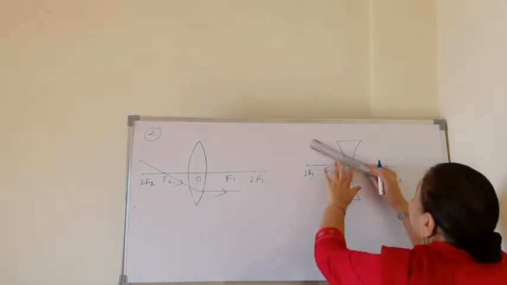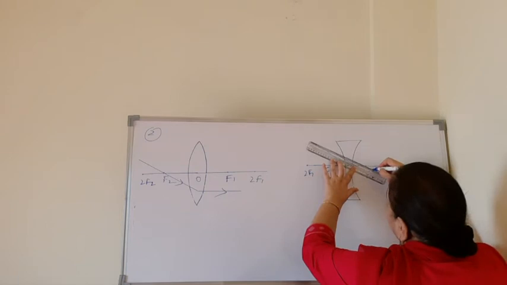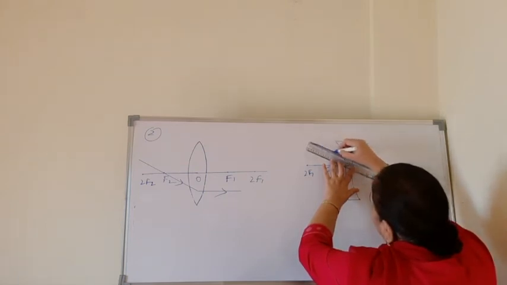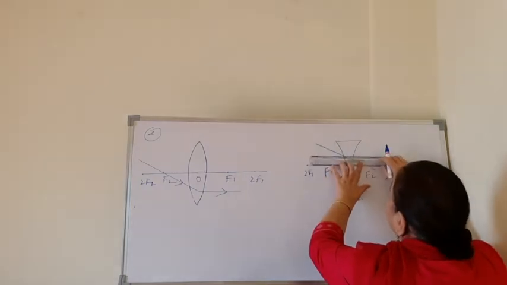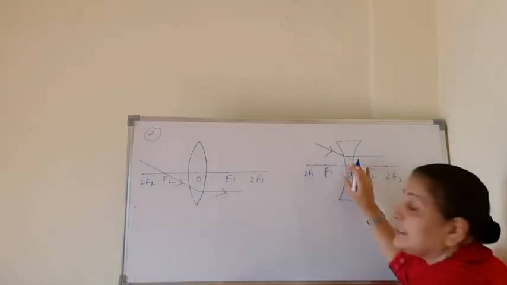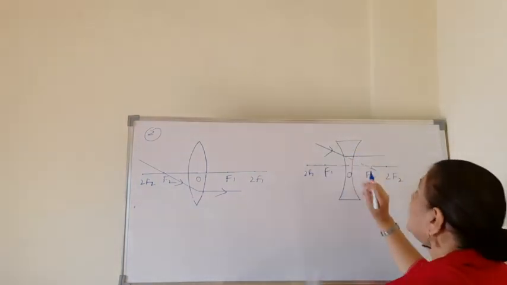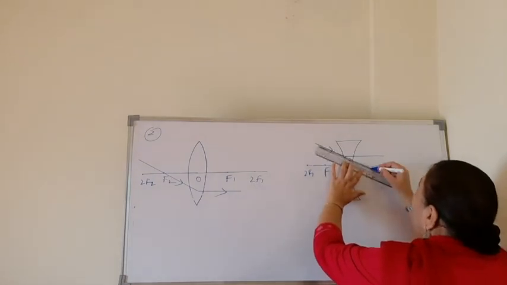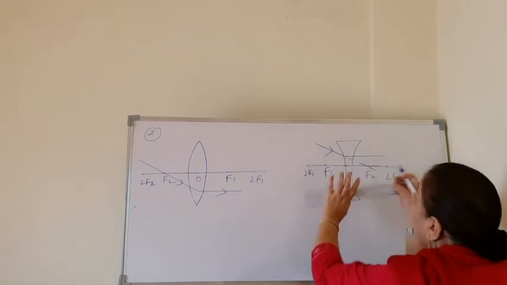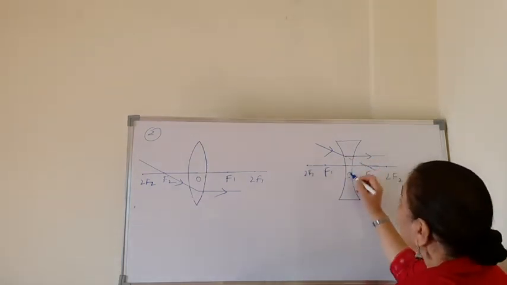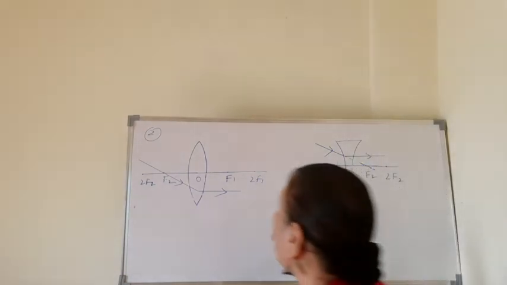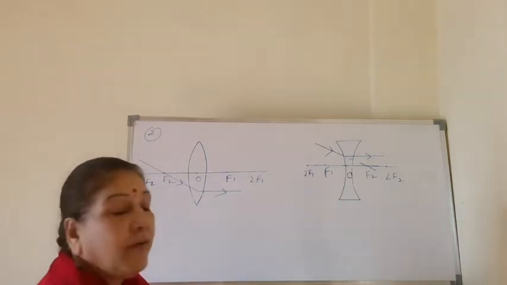The ray which appears to pass, see the difference here. The ray which appears to pass through F, so here I am going to take this, and here it goes parallel to the principal axis. So the incident ray is coming this way, it appears to pass through F, that is the focus, and after refraction becomes parallel to the principal axis. So this is the second ray for convex as well as for concave lenses.